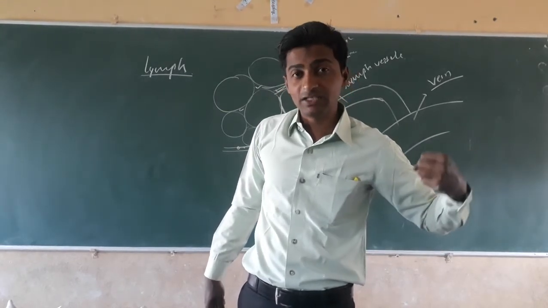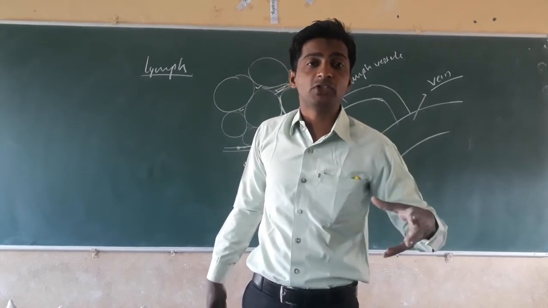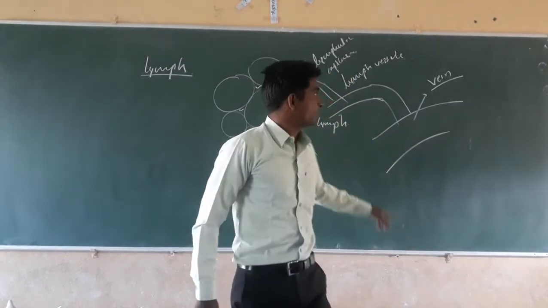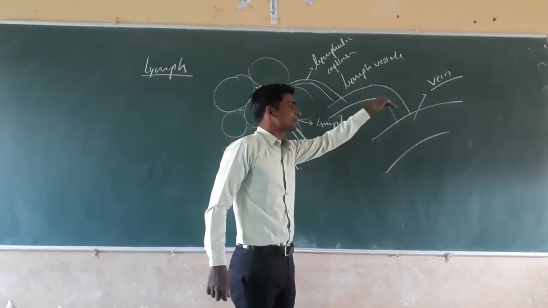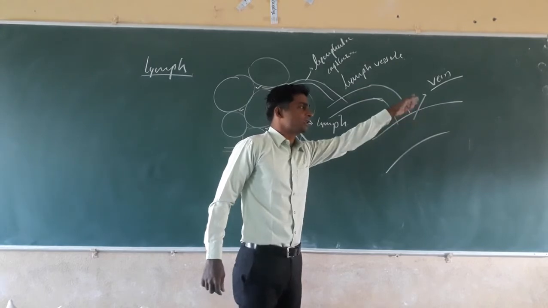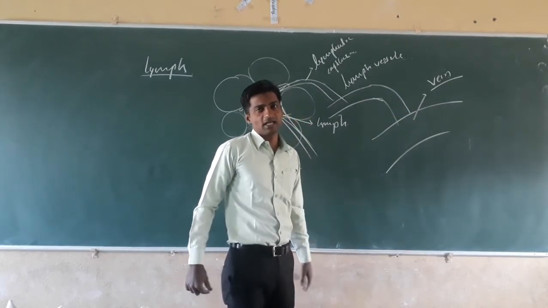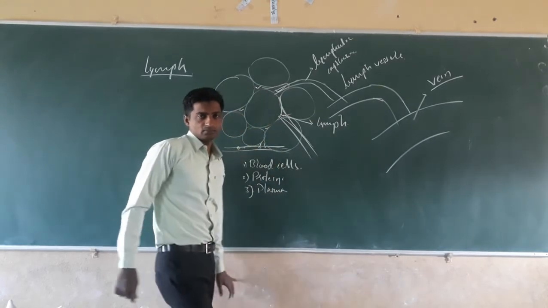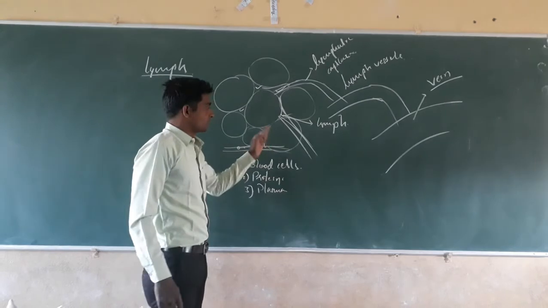Through the lymphatic capillaries, and these lymphatic capillaries will open into the large size lymph vessels, and these large size lymph vessels will open into the large size blood veins. Then from there it will go to the heart again by mixing with the blood. Understood how it is going on?